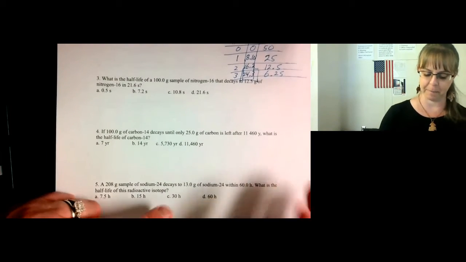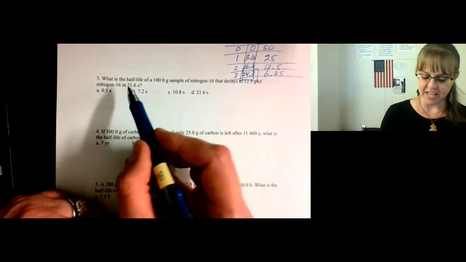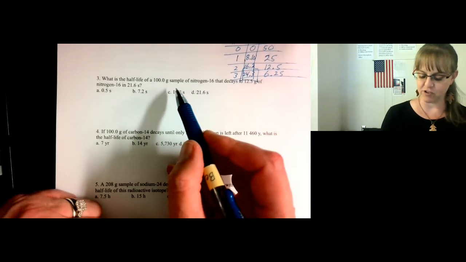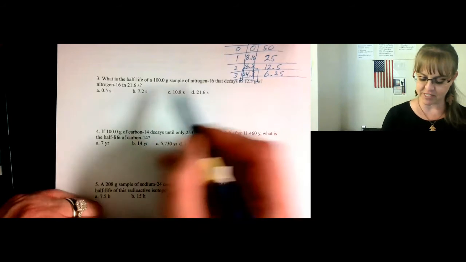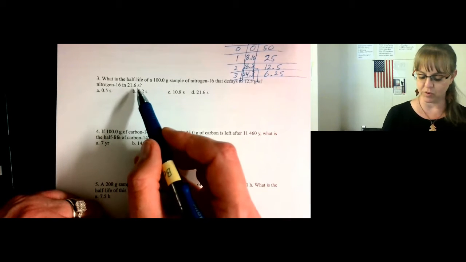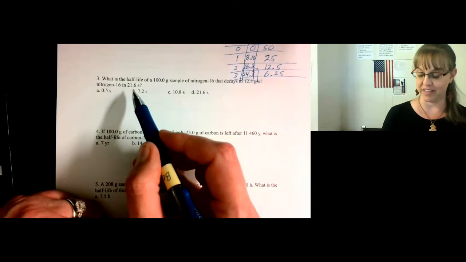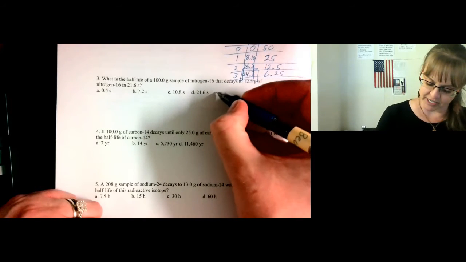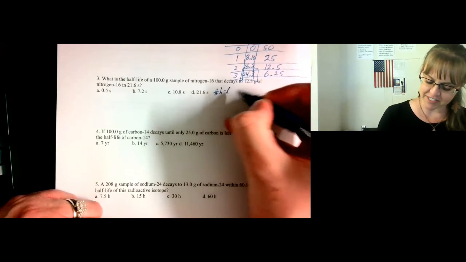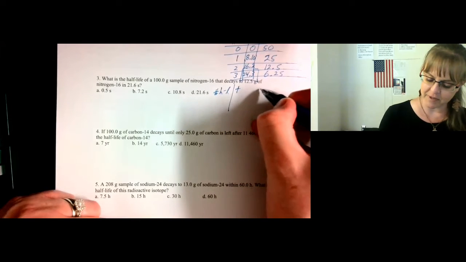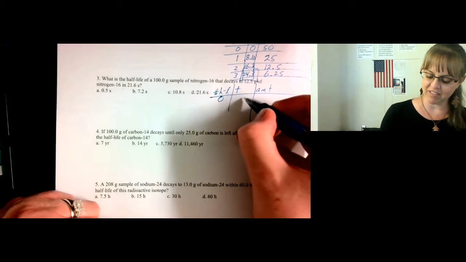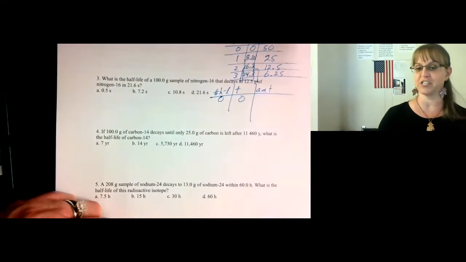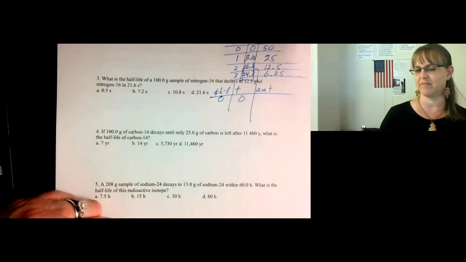Let's try another one. Number 3. What is the half-life of a 100-gram sample of nitrogen-16 that decays to 12.5 grams of nitrogen-16 in 21.6 seconds? Wow, that's fast. So we need number of half-lives, time, and amount. 0 half-lives, 0 time, all of your substance. Go ahead and fill that in. Pause the video and see what you think that would be.